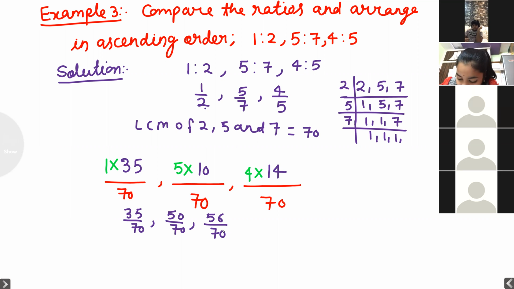Now I want to write in ascending order. Ascending order means small to big or big to small? Small to big. Ascending order.